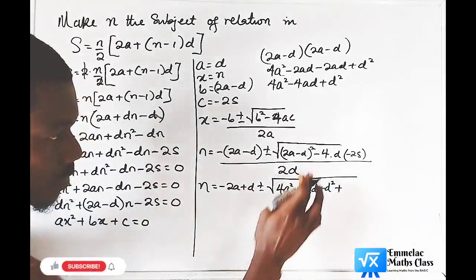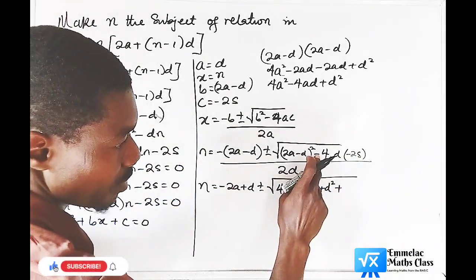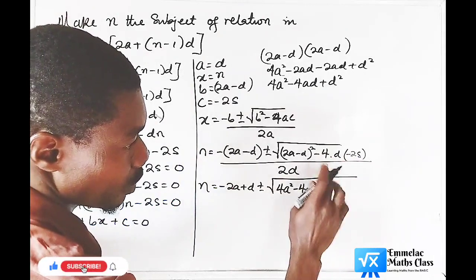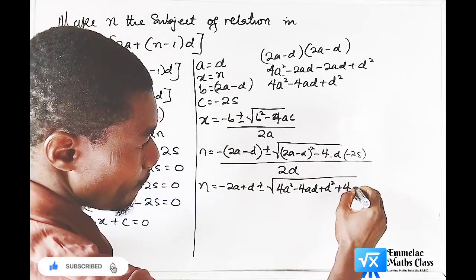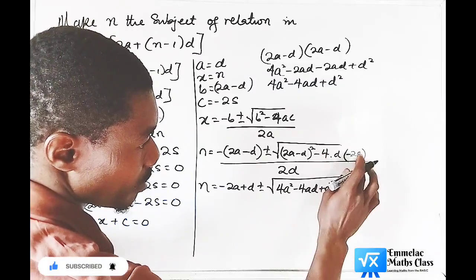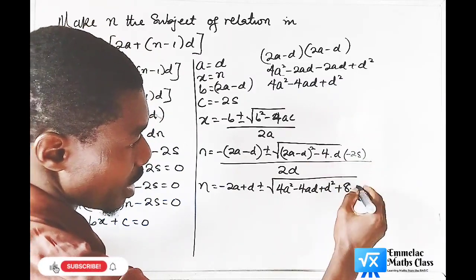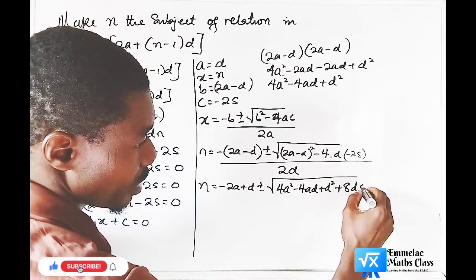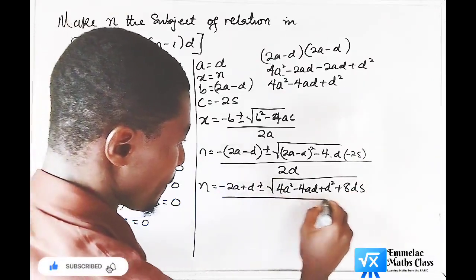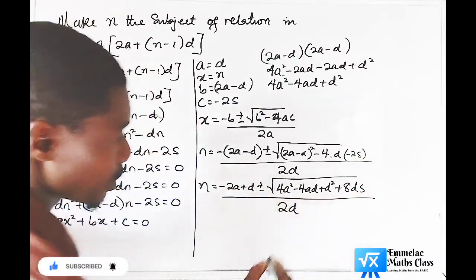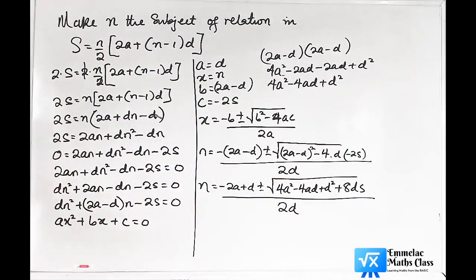Now plus, why I write plus here for this, because this minus times this minus will give us plus. So 4d, sorry, 2 times 4, 2 times 4 gives us 8, then you have dS all over 2d. Alright, so this is the expression for n. Okay, so that is the final answer.